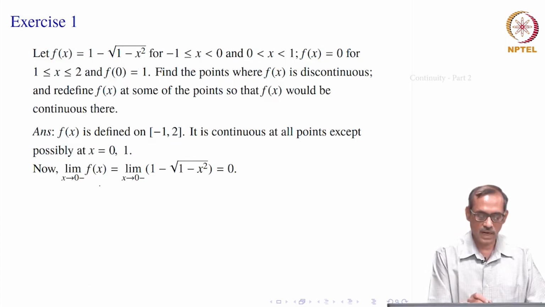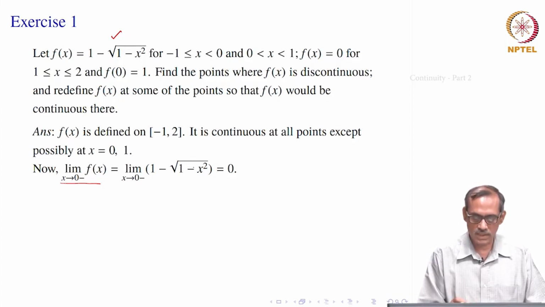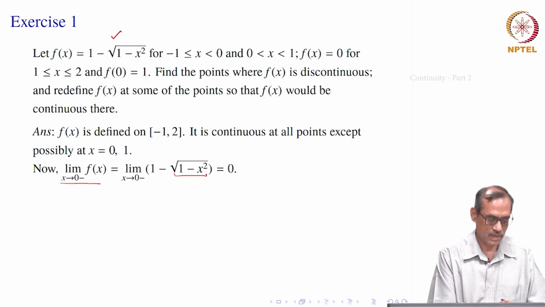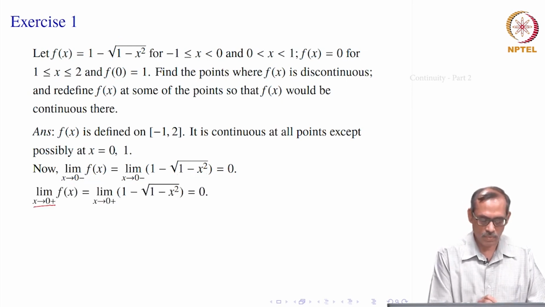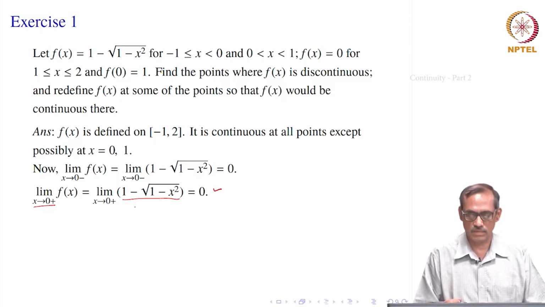So, now we find at 0, let us say. When x goes to 0 minus, we have the function defined as 1 minus square root of 1 minus x square. So, we find its limit as x goes to 0 minus. Algebra of limits says that it should be 1 minus square root of 1, which is 0, right. Now, when x goes to 0 plus, again the same thing, by algebra of limits, the whole square root is 1. So, 1 minus 1, again 0. So, the limit exists and it is equal to 0.